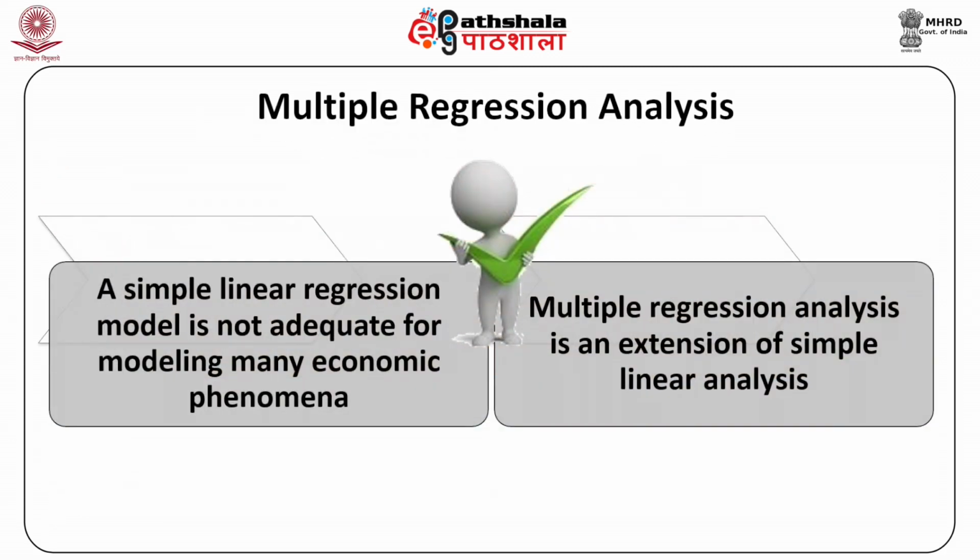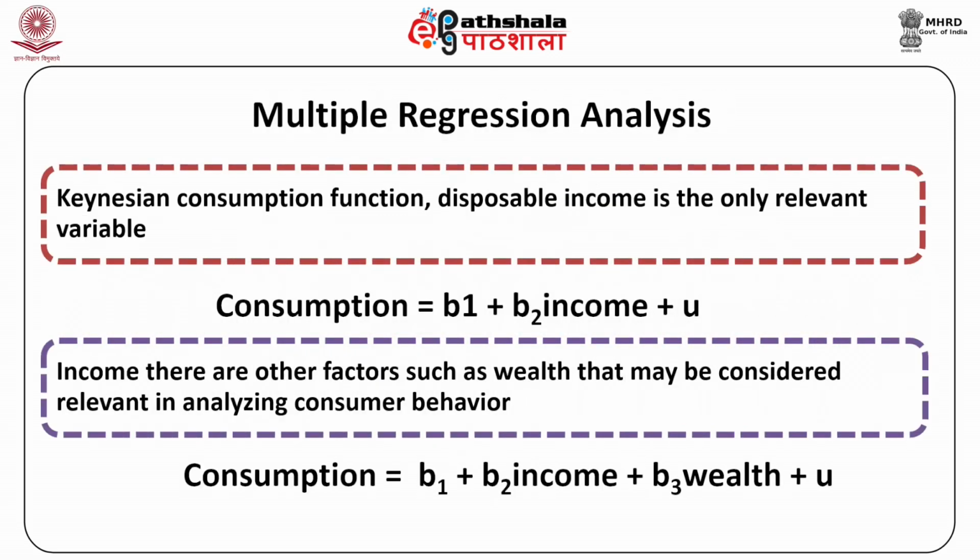A simple linear regression model is not adequate for modeling many economic phenomena because it is necessary to take into account more than one relevant factor in order to explain an economic variable. The multiple regression analysis is an extension of simple linear analysis. In the Keynesian consumption function, disposable income is the only relevant variable. Consumption is equal to beta 1 plus beta 2 income plus mu. However, apart from income, there are other factors such as wealth that may be considered relevant in analyzing consumer behavior. By including wealth, we will have a model with two explanatory variables. Consumption is equal to beta 1 plus beta 2 income plus beta 3 wealth plus mu.